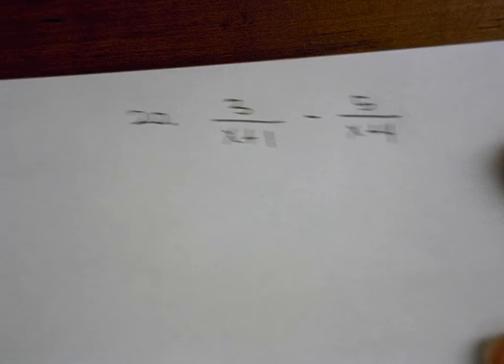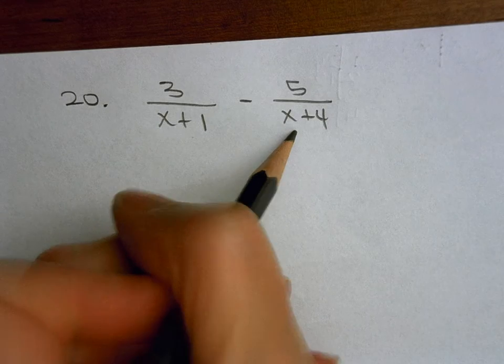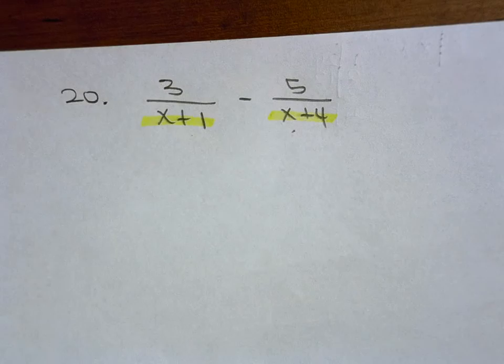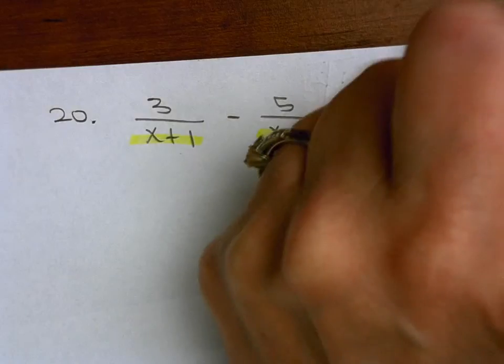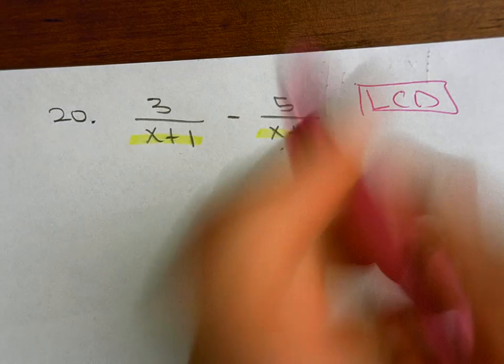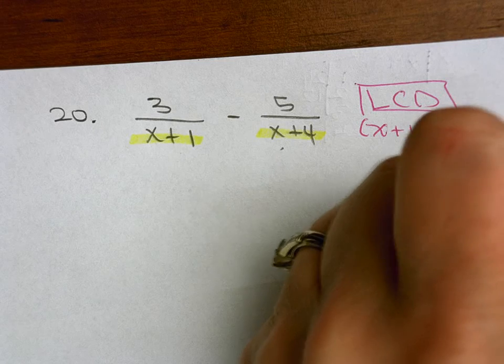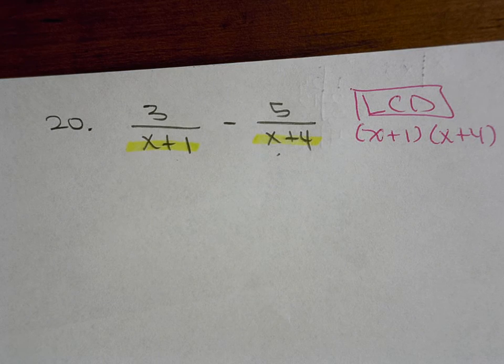So for question number 20, I have different denominators and then nothing factors. So I look at both of these denominators here, and I have nothing that is common. So for my LCD, I have my first denominator, which is x plus 1, and then my second denominator, which is x plus 4. So then that's my common denominator. So my goal is to subtract these two fractions, not solve anything.